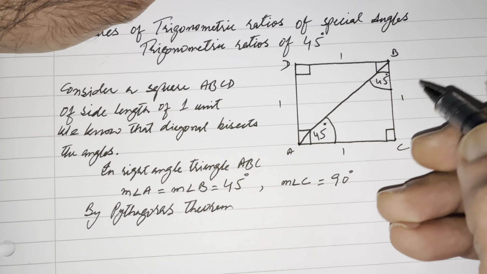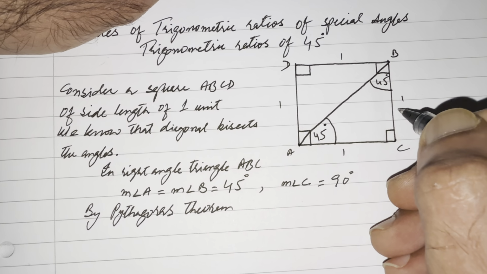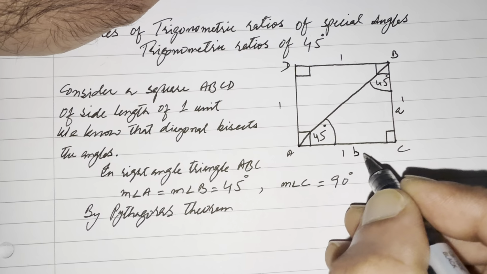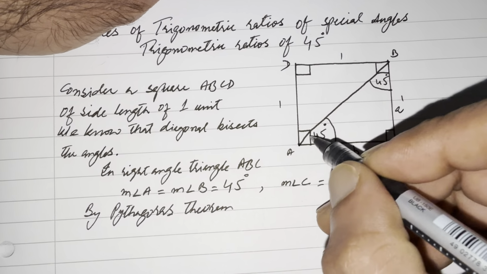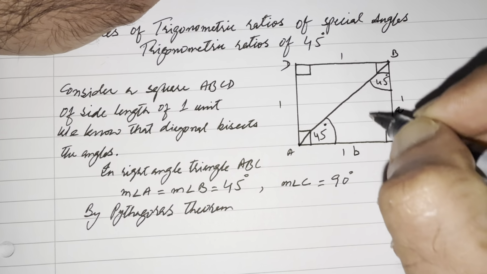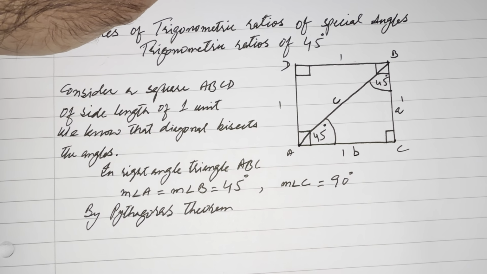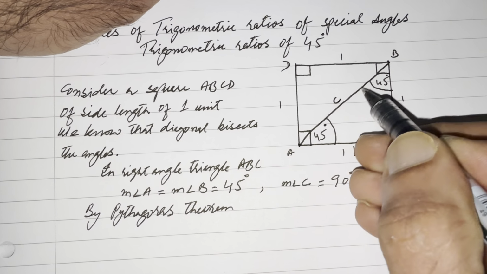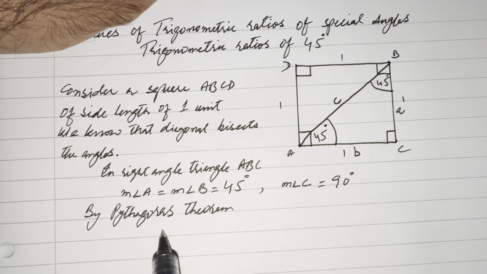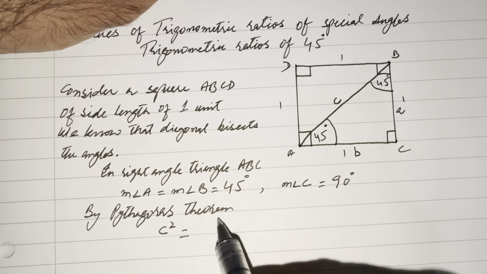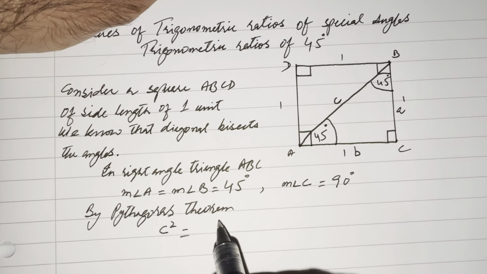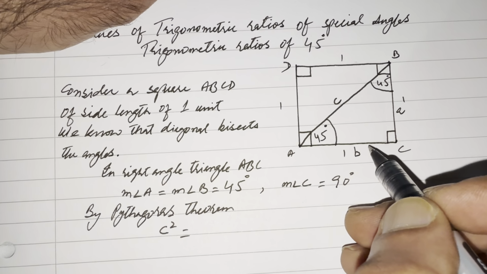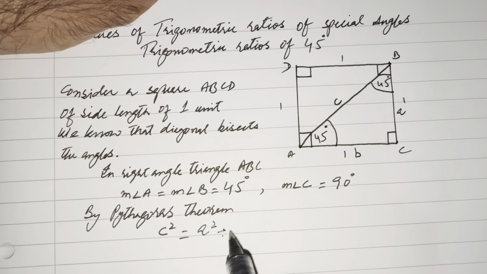This angle is A, and the opposite side can be named with the small letter a. This angle is B and the opposite side can be named small b. And this angle is C, so the opposite side, the hypotenuse, can be named with the small letter c. Here b is equal to 1 and a is equal to 1, so we have to find the length of c. The Pythagoras theorem says that the square of the hypotenuse is equal to the sum of the squares of the other two sides, the perpendicular and the base. So it can be written as a square plus b square.